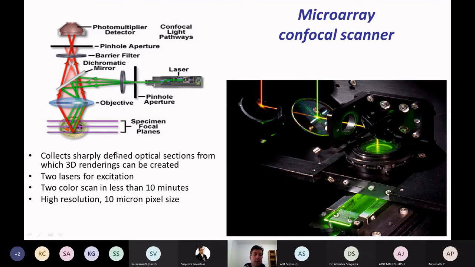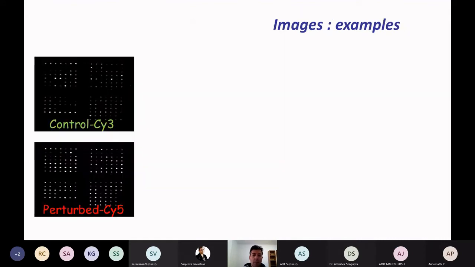The laser and the confocal scanner collect sharply defined optical sections, and then three-dimensional images can be created. Usually a two-color scan takes less than 10 minutes for the whole surface of the microarray at a high resolution, about 10 microns, but we can also get the images at 5 micron pixel size. This is a typical sample of a protein microarray image.